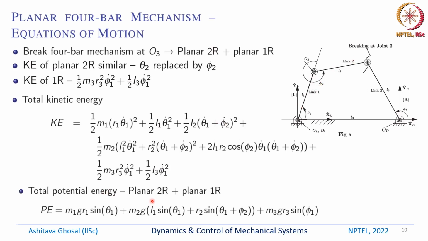The potential energy is also a scalar, and it is nothing but the potential energy of this 2R chain plus the 1R chain. So this will be like m1 g r1 sine theta 1. We are assuming that this is the zero potential energy surface. The CG of link 1 is at a distance r1, so the height is r1 sine theta 1, and we get r1 sine theta 1 into m1 g. The height of link 2 is L1 sine theta 1 plus R2 sine theta 1 plus phi 2. And what is the height of this third link? It is R3 into sine phi 1. So we can very easily compute the potential energies of 2R and 1R, and we just add them.